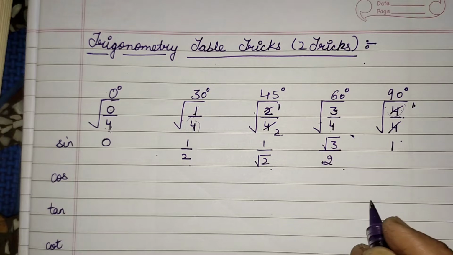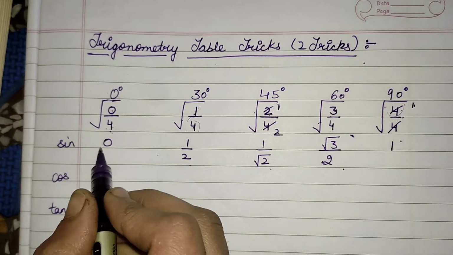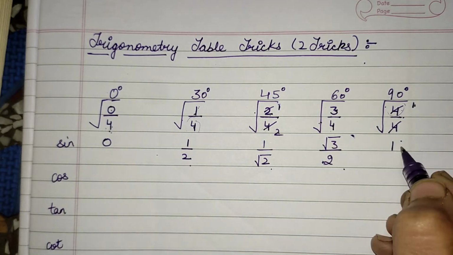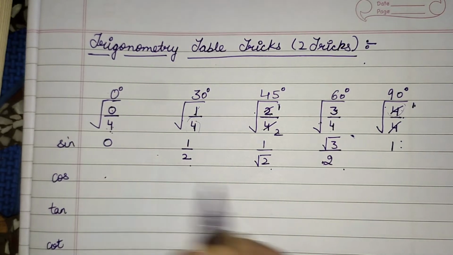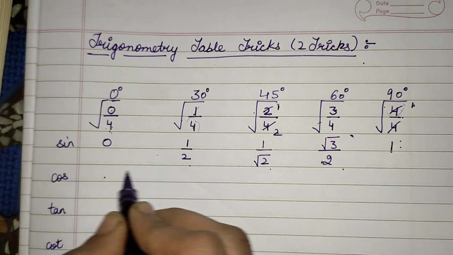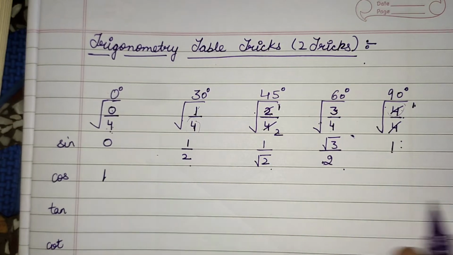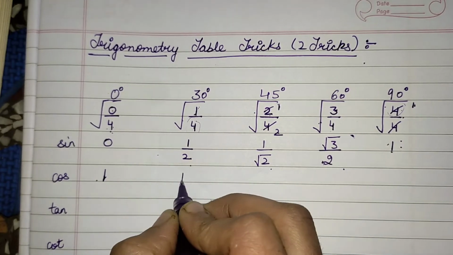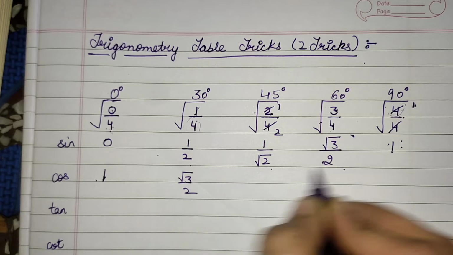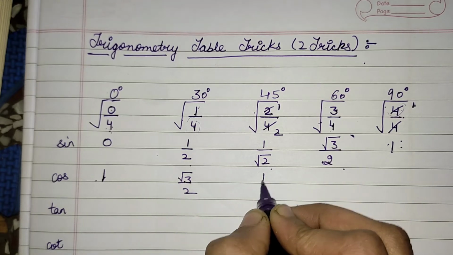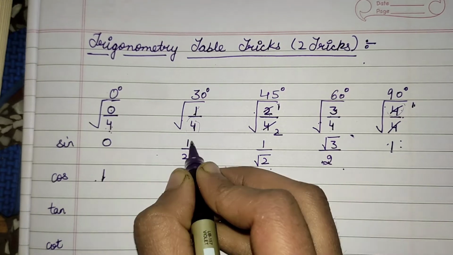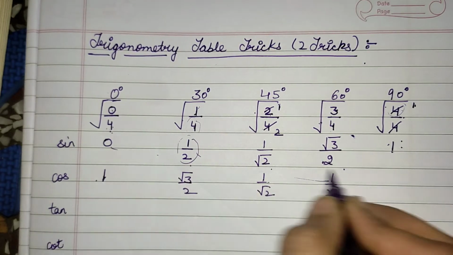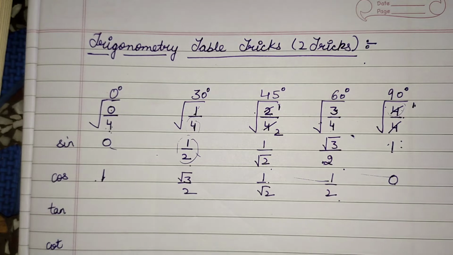Okay, so next. This is for the sine. All the values of sine are done. So for finding the values for cos, what will you do? You will write your values in the reverse direction. That means this is 1, this will become root 3 by 2 here, 1 by root 2 will come here, and 1 by 2 will come here, and this will be my 0.